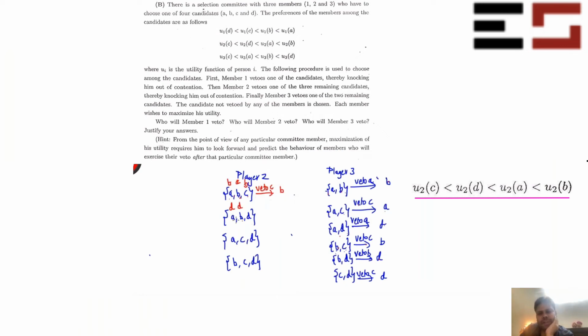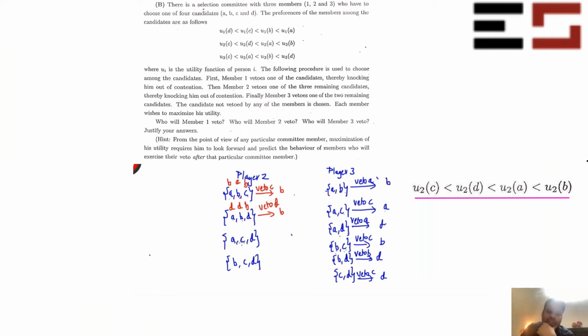Okay, if I veto D, then A and B are left. If A and B are left, then B will be chosen. Okay, and then between B and D, player 2 prefers B, right? Player 2 prefers B. So if player 2 prefers B, then he should choose D. Okay, so veto D and get the preferred outcome. Is this clear?